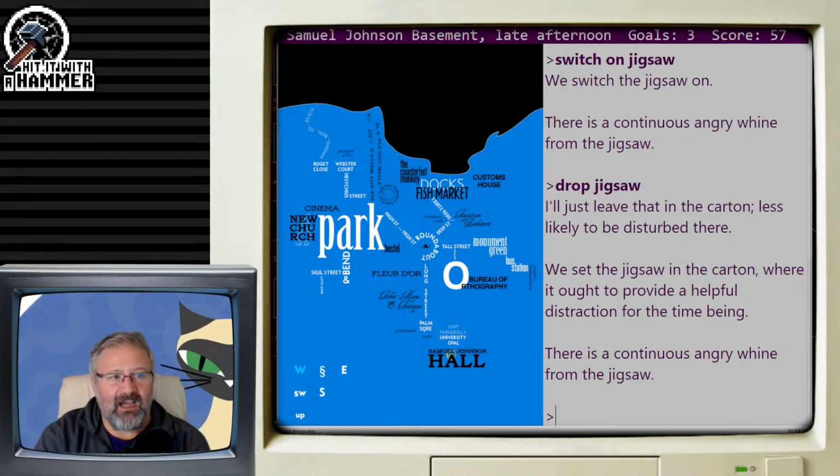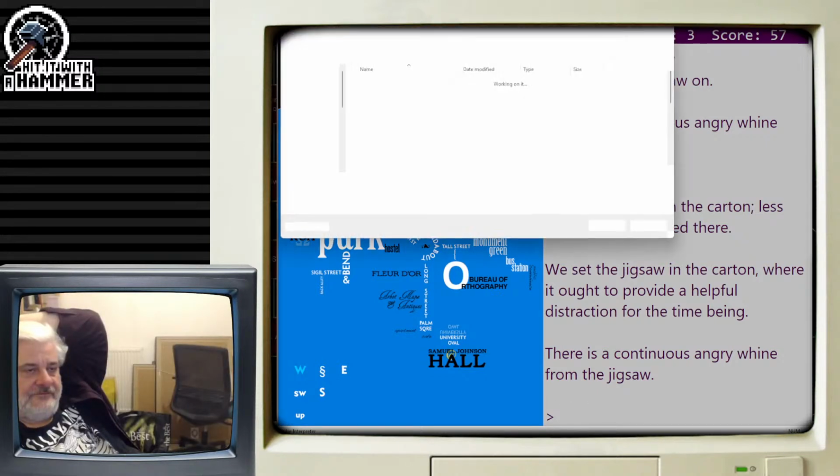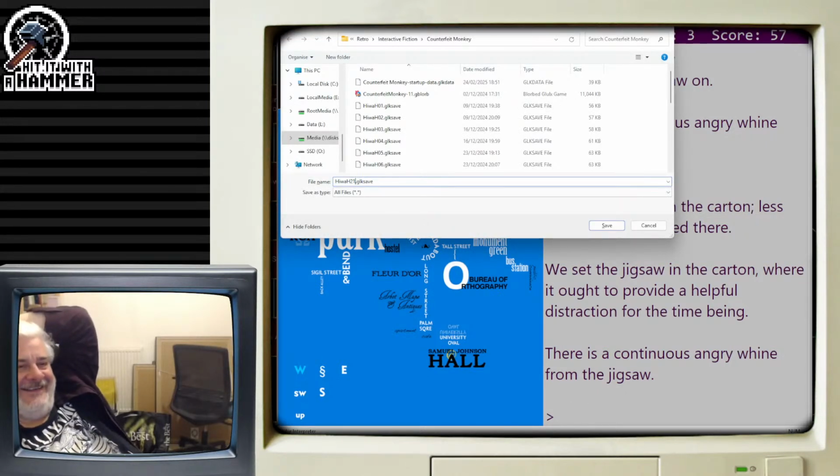Okay. I've just turned the jigsaw on and I've said drop jigsaw. I'll just leave that in the carton, less likely to be disturbed there. We set the jigsaw in the carton where it ought to provide a helpful distraction for the time being. There's a continuous angry whine from the jigsaw. Cool. I'm going to save at this point. Let's see if we can score even just 1 point this evening.